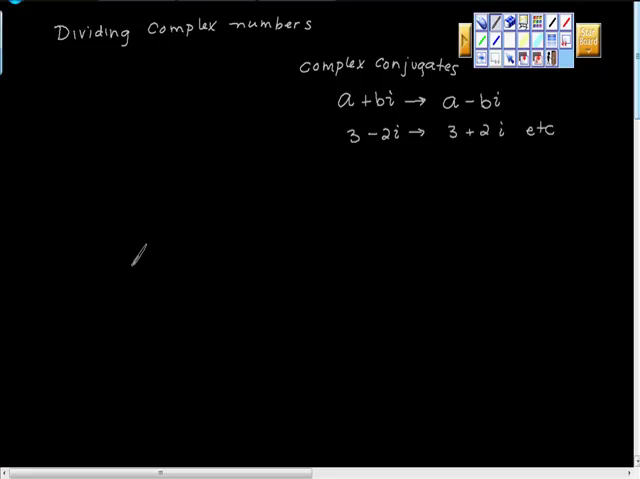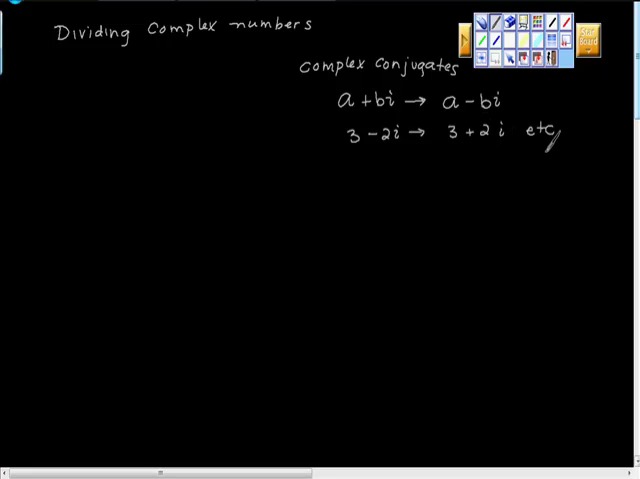Dividing complex numbers. The most important idea we're going to have here is using complex conjugates. The idea of a complex conjugate is converting a plus bi into a minus bi. We'll talk about why it's really important in just a second, but here's an example of it. The complex conjugate of 3 minus 2i would be 3 plus 2i.